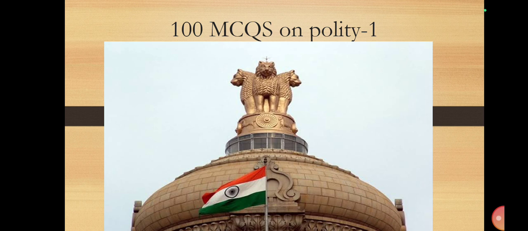Question number 72. Which of the following has jurisdiction to decide a dispute between the central government and the state government? Answer: Supreme Court under Article 131 of the Constitution of India.